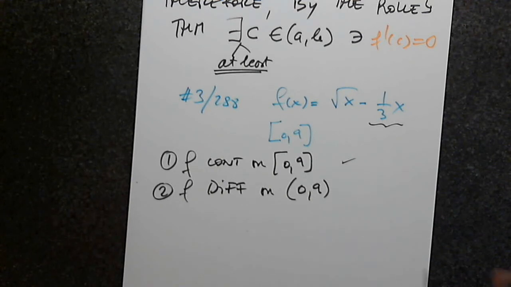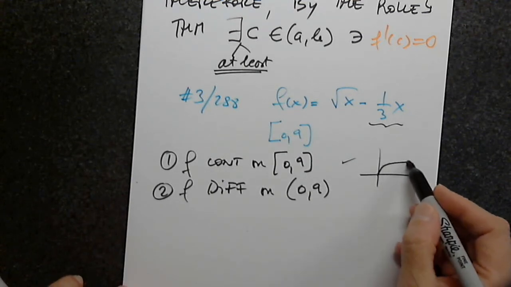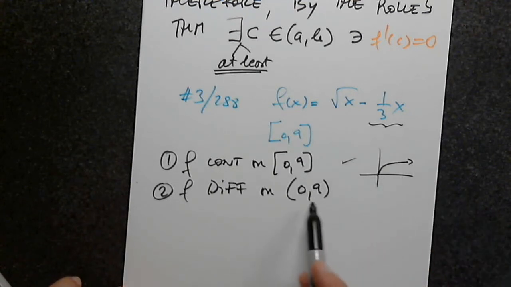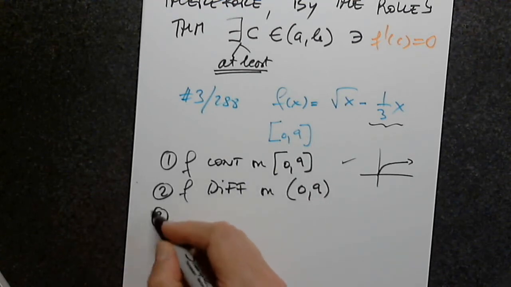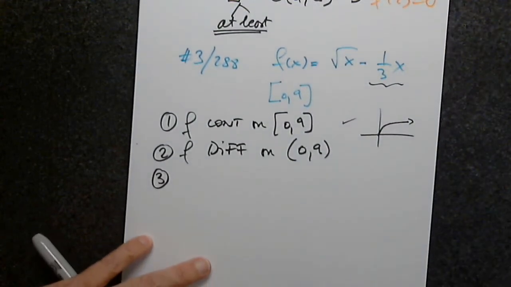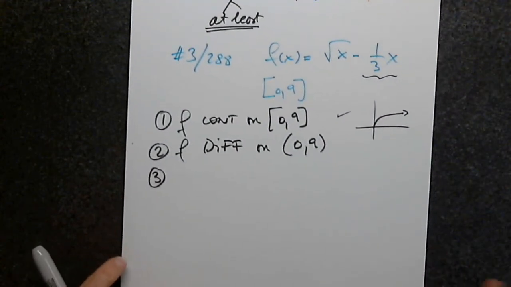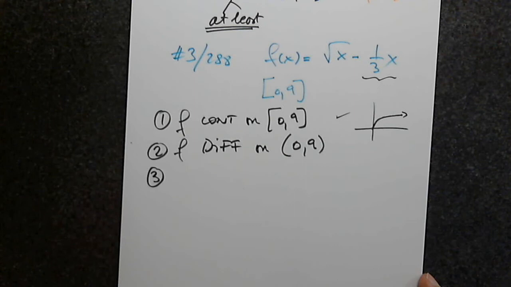We know the graph. It has a vertical tangent at 0, but we're not interested in the endpoints. That's why we have an open interval. And now, if the third condition is not fulfilled, then we'll say, sorry, Rolle's theorem does not apply.